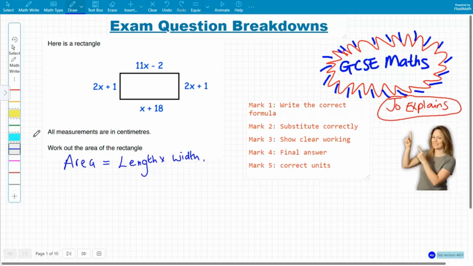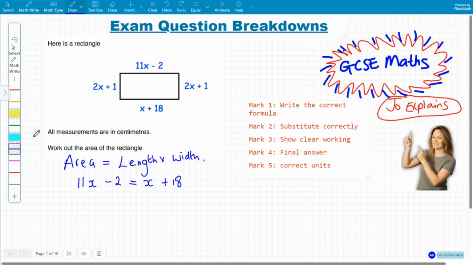Now looking at this, I need to work out what the length and the width are, and all I've got are these expressions. Thinking back to your algebra lessons where you'll be solving equations, if we want to find out what x is so that we can substitute it in and work out the value. This length here is exactly the same as this length, so they're equal. So if we write this out, 11x minus 2 is equal to x plus 18, and this should look like an equation that you've solved before in lessons. We're going to solve this equation for x, and that will give us what we need to carry on.